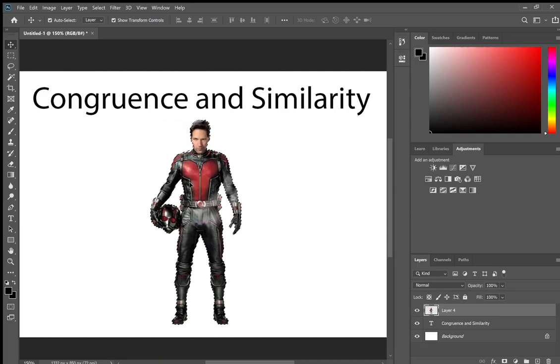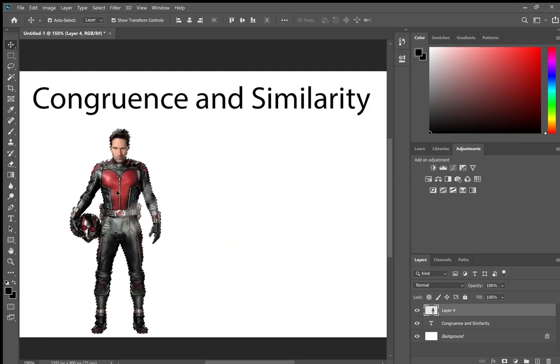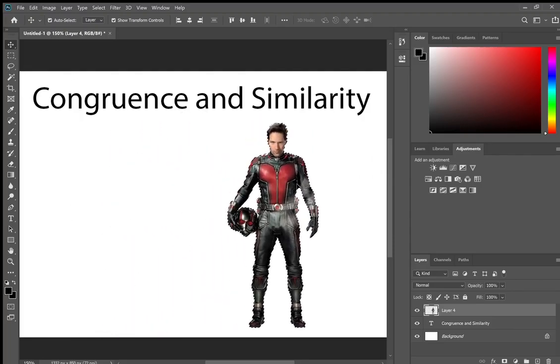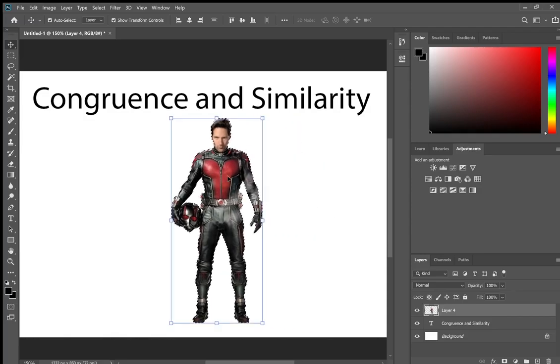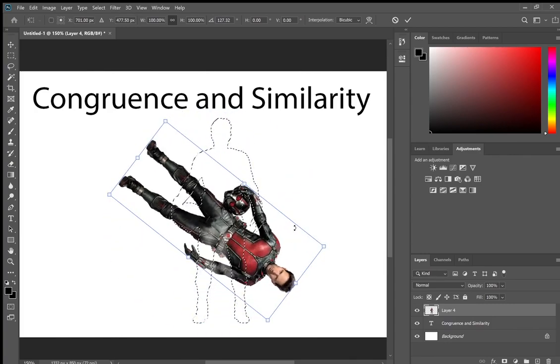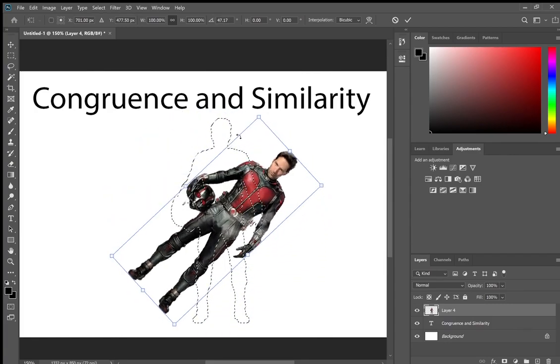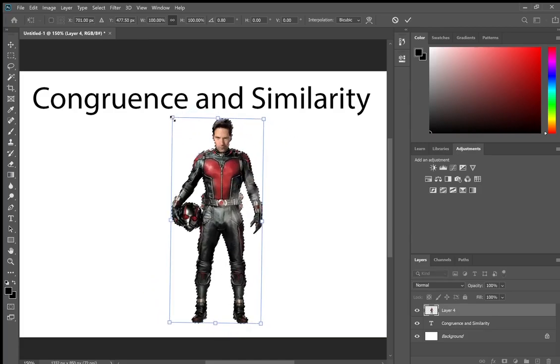He's still the same height. He's still the same width. If he was a three-dimensional object, he'd still have the same weight. Moving him around doesn't change anything about his size or his shape. And in fact, I could go ahead and grab this corner here and rotate him around. And again, he still has the same shape, he still has the same size, and I think we can all see that sort of intuitively.